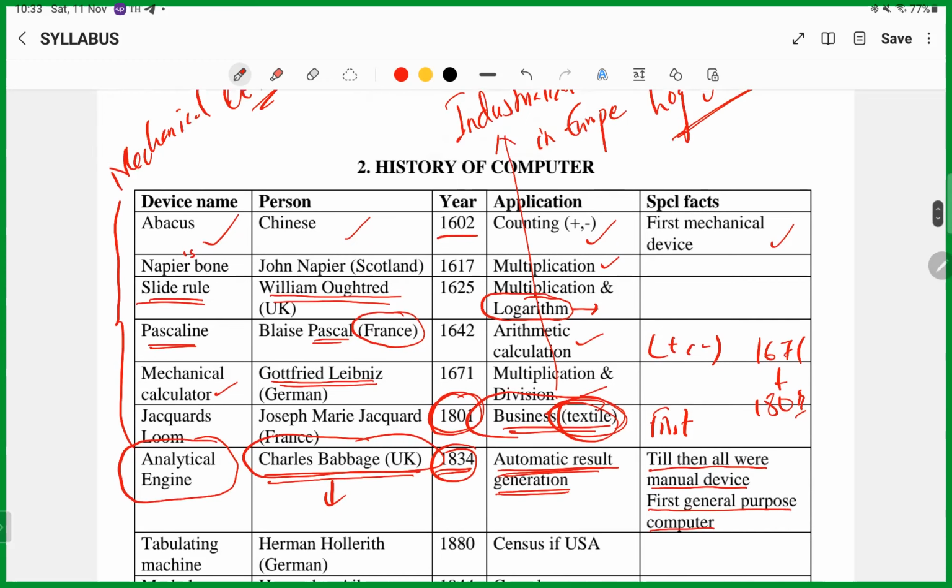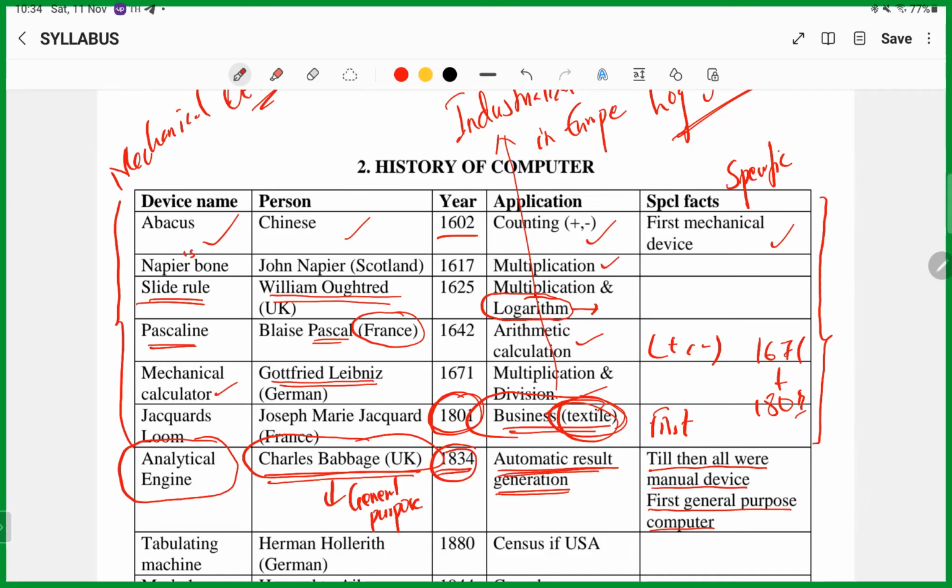ನೋಡಿ, ಇಲ್ಲಿರುವಂತಹ ಎಲ್ಲಾ ಡಿವೈಸ್, ವಾಟ್ ಎವರ್ ಡಿವೈಸ್ ವಿ ಹ್ಯಾವ್ ಡಿಸ್ಕಸ್ ಟಿಲ್ ನೌ, ಇಟ್ ವಾಸ್ ನಾಟ್ ಜನರಲ್ ಪರ್ಪಸ್ ಥಿಂಗ್. ಜನರಲ್ ಆಗಿ ಯೂಸ್ ಮಾಡುವಂತಹ ಒಂದು ಡಿವೈಸ್ ಆಗಿರಲಿಲ್ಲ. ದಿಸ್ ವೇರ್ ಆಲ್ ಸ್ಪೆಸಿಫಿಕ್ ಪರ್ಪಸ್ ಡಿವೈಸಸ್. ನೋಡಿ, ಫಾರ್ ಎಕ್ಸಾಂಪಲ್ ಅಬಾಕಸ್ ಕೌಂಟಿಂಗ್ ಯೂಸ್ ಮಾಡ್ತಿದ್ವಿ, ದೆನ್ ನೇಪಿಯರ್ಸ್ ಬೋನ್ ಮಲ್ಟಿಪ್ಲಿಕೇಶನ್ಗೆ, ದೆನ್ ಪ್ಯಾಸ್ಕಲಿನ್ ಅರಿಥಮೆಟಿಕ್ ಕ್ಯಾಲ್ಕುಲೇಷನ್ಗೆ, ಜಾಕ್ವರ್ಡ್ಸ್ ಲೂಮ್ ಬಿಸ್ನೆಸ್ ಟೆಕ್ಸ್ಟೈಲ್ಗೆ. ಅರ್ಥ ಆಯ್ತಾ? ಒಂದು ಸ್ಪೆಸಿಫಿಕ್ ಪರ್ಪಸ್ಗೋಸ್ಕರ ಯೂಸ್ ಮಾಡ್ತಿದ್ವಿ. ಬಟ್ ಇಲ್ಲಿ ಚಾರ್ಲ್ಸ್ ಬ್ಯಾಬೇಜ್ ಕಂಡುಹಿಡಿದಂತಹ ಈ ಕಂಪ್ಯೂಟರ್ ಏನಿದೆ, ಇಟ್ ಈಸ್ ಯೂಸ್ ಫಾರ್ ಜನರಲ್ ಪರ್ಪಸ್. ದಟ್ ಇಸ್ ಎ ಕೀ ಹಿಯರ್.